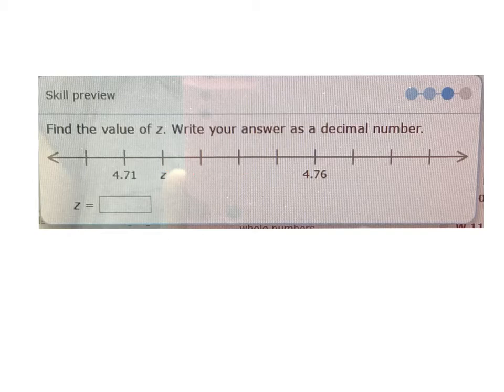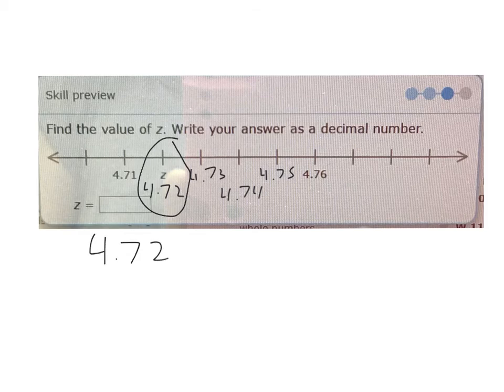Well, it's given us 1, 2, 3, 4. So I'm guessing, and I'm going to check, this is going to be 4 and 72 hundredths, 4 and 73 hundredths, 4 and 74 hundredths, 4 and 75 hundredths, which means this would be 4 and 76. That works out, and therefore our answer, pretty straightforward. This one here, z equals 4 and 72 hundredths.